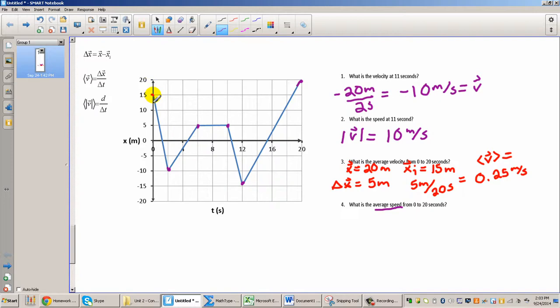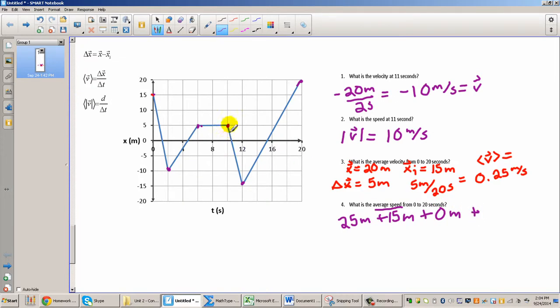In this portion of the graph, from 0 to 2 seconds, we started at 15 and we go to negative 10. To do so, we had to travel 25 meters. In this portion of the graph, we started at negative 10 and we go to 5. So that's us traveling 15 meters. In this portion of the graph, we're at 5, we go to 5. That's because we're not moving. We have a 0 velocity, so we don't travel any distance.